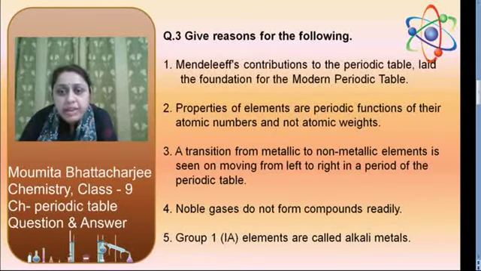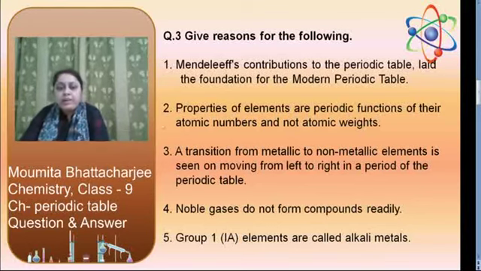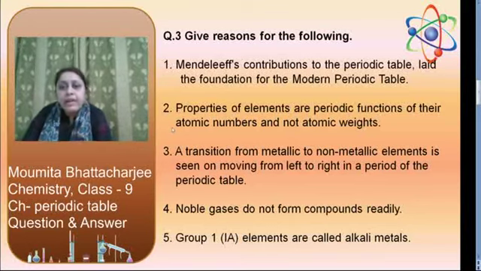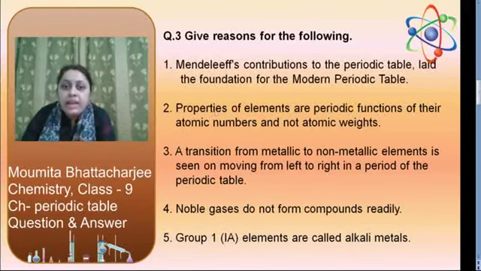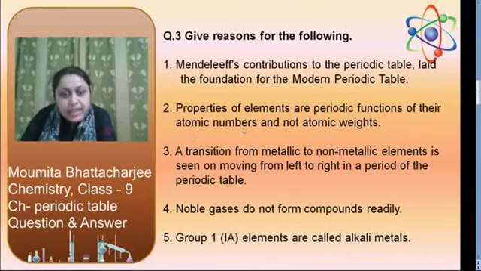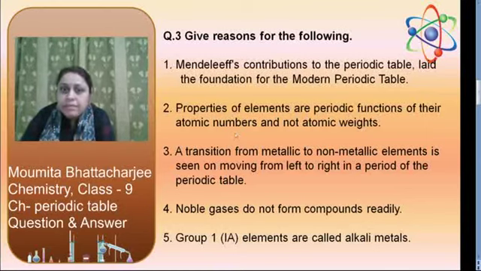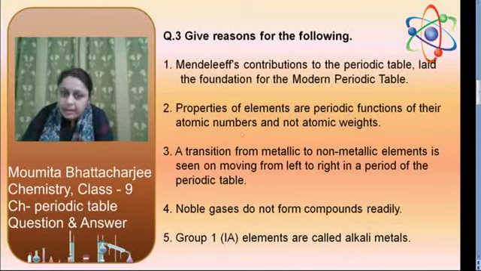Next one, properties of elements are periodic function of their atomic numbers and not atomic weights. Properties, mainly the chemical properties, depend on the number of valence electrons, that is the valency. Valency means the combining capacity to form the compound. Now, we are getting the valency from atomic numbers. From atomic numbers, we can write the electronic configuration. From the electronic configuration, we can get the total number of electrons present in the last cell, and from this number, we can calculate the valency. So, depending on the valency, we can say the properties of the elements.